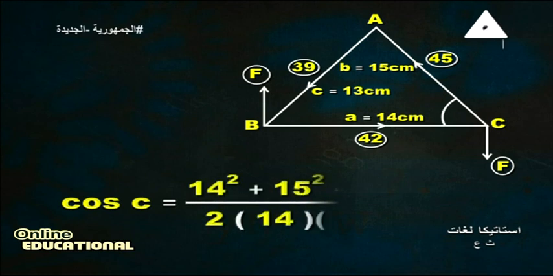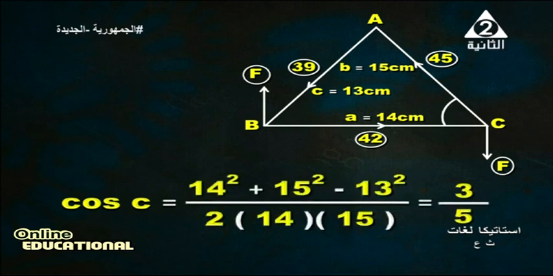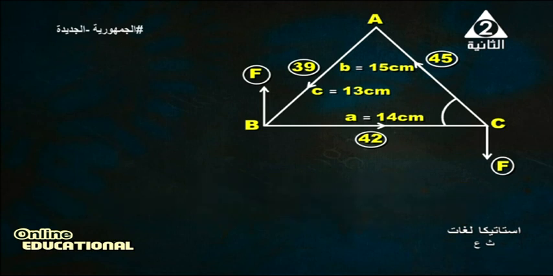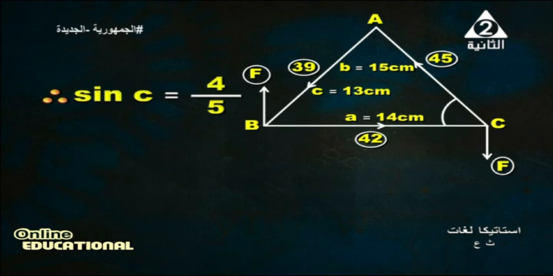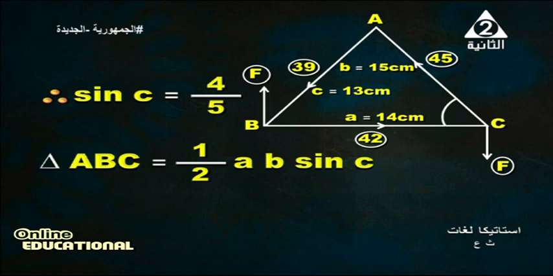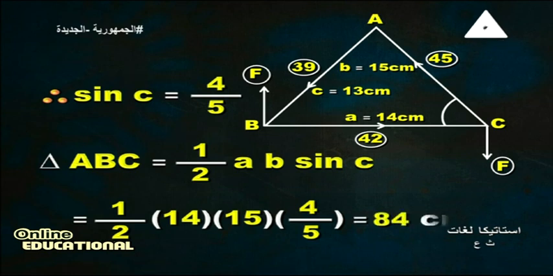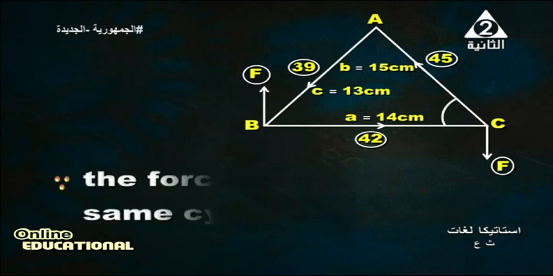Therefore, by using a calculator, cosine C equals 3 over 5 and sin C equals 4 over 5. We know that sin squared plus cosine squared equals 1. The area of the triangle is half times AB times sin C. Therefore, the area of the triangle equals 1 over 2 times 14 times 15 times 4 over 5, equal to 84.